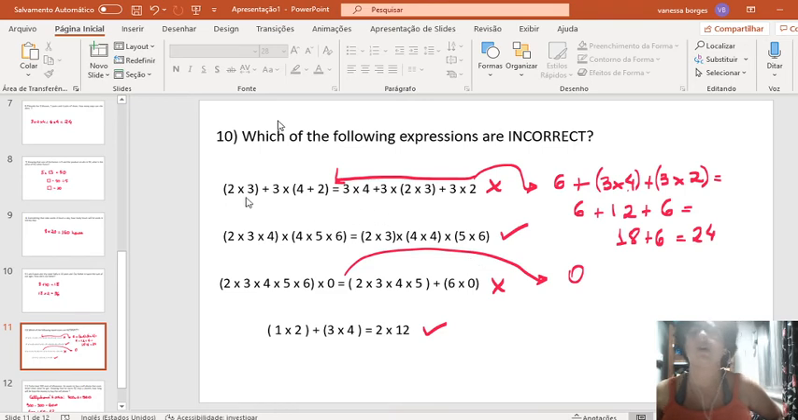This is the associative property, it is correct. This one is incorrect because every number multiplied by 0 is 0, okay? And it made appear an addition here that doesn't exist. And the last one is correct as well.